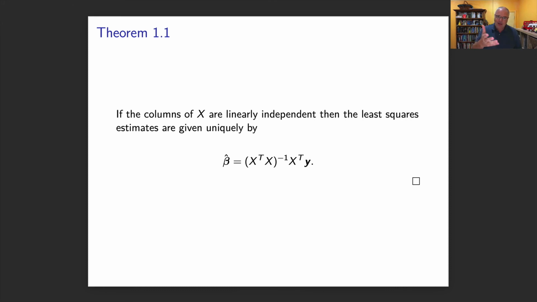Okay, so that's how R is doing it under the hood. It doesn't actually do it that way. If you've ever done numerical methods, you should know you never try to invert a matrix. It uses other methods to do this, but this is the mathematical construct of how we're doing it.